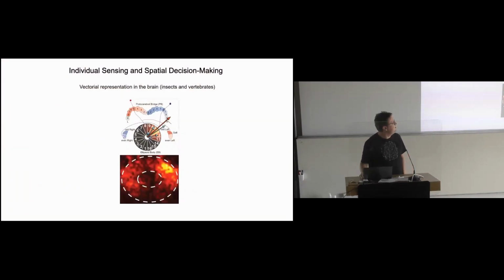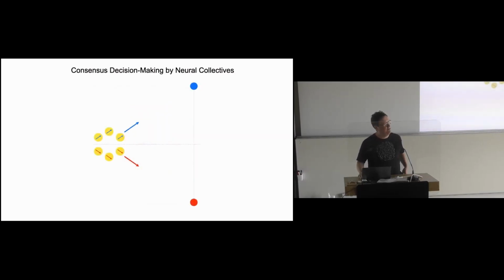So coming back to the scientific question of vectorial representation in brains, it's really like what I showed you before, but here the vectors are not different individuals within the group having preferences, but different neural groups within the brain that have different preferences, and they're competing with each other to make a consensus decision about where the animal should go.